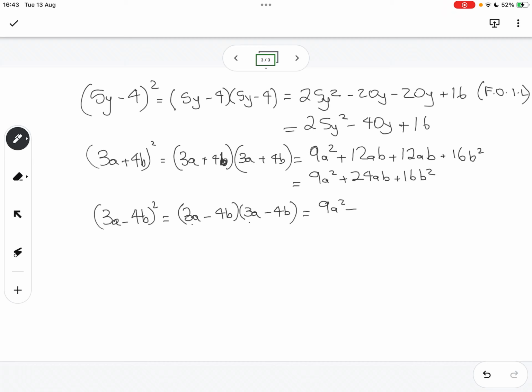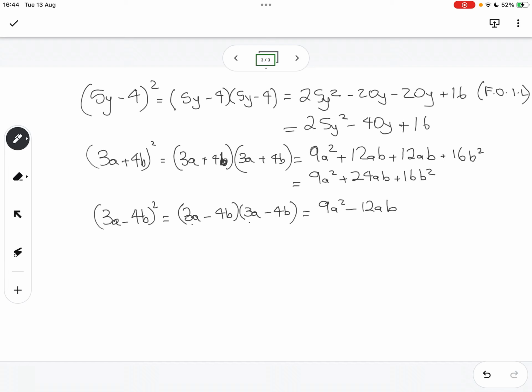Negative 4b. So 3a times negative 4b would be how much? 12. Minus 12. What else? ab. Excellent. Say it in full. Don't be shy. Minus 12ab. And then we take negative 4b times 3a.